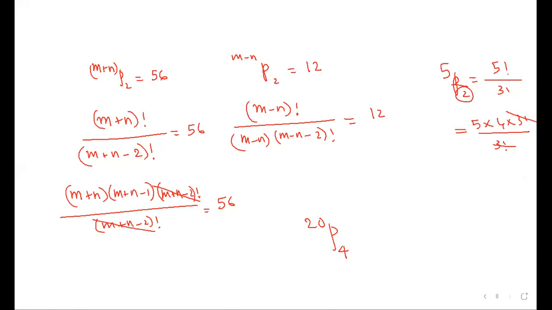Write 4 factorial starting from 20. 4 numbers starting from 20. What are the 4 numbers starting from 20? 20, 19, 18, 17. Correct. And 16 factorial.